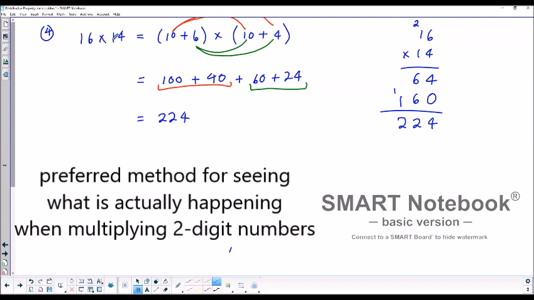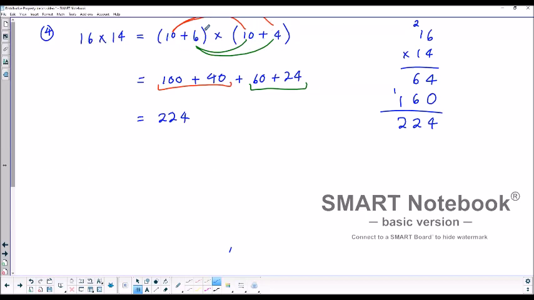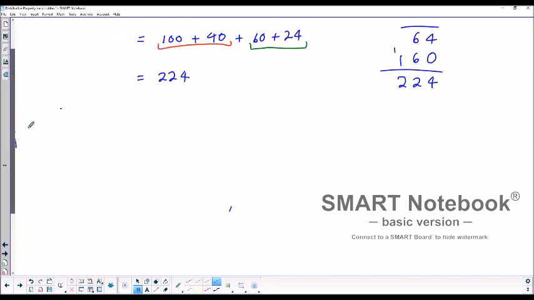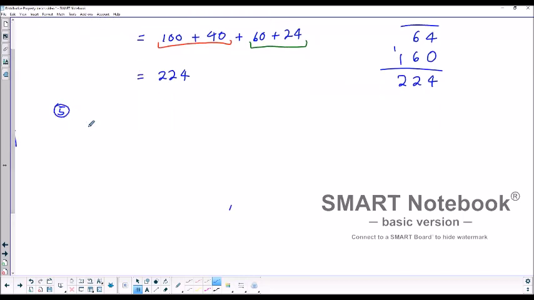Okay, it's easier to see this way because we're breaking up the 16 and 14 into the two component parts to make the multiplication easier. Let's now move on to a little bit more challenging example. We're up to example 5 now. Let's multiply 16 times 147. And so 16, we know, is 10 plus 6. 147 is 100 plus 40 plus 7.